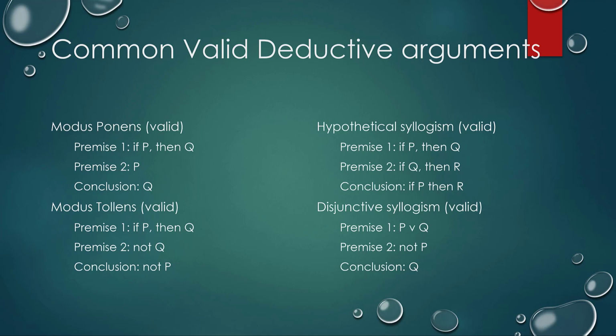So the first premise is if P, then Q. Second premise, the denial part, not Q. And the conclusion, not P. For example, if today is Sunday, then tomorrow is Monday, which is true. Tomorrow is not Monday, so today is not Sunday.